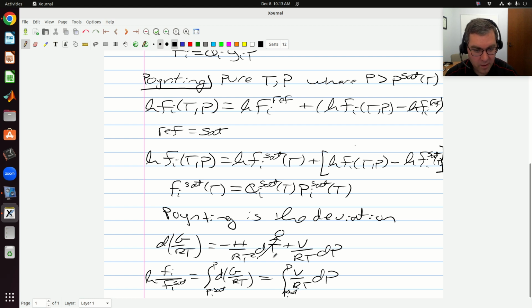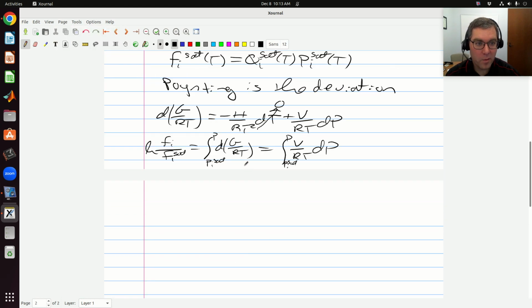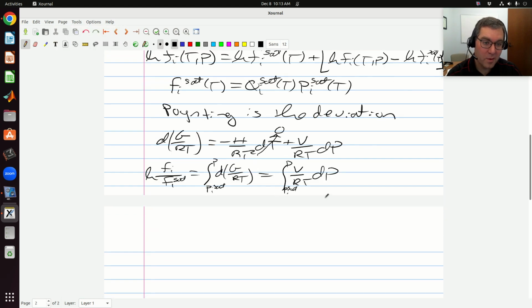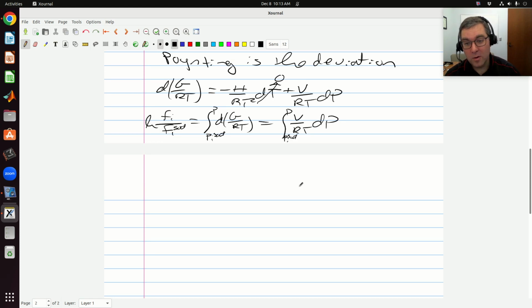to P. Now the common expression we see is, in order to evaluate this integral, I need to know how V changes with respect to P. The common situation is that we're already looking at, say, a compressed liquid, a phase where my pressure is greater than Psat. If we assume that it's incompressible, then that just means my volume is insensitive to pressure, so I can bring it out, it's constant.